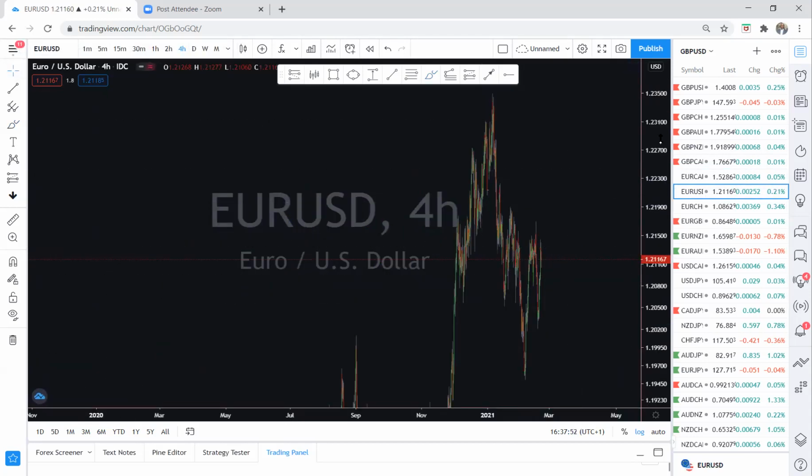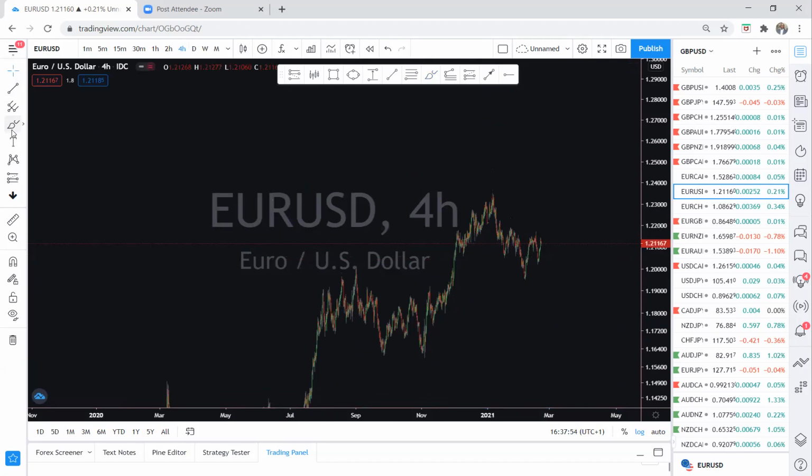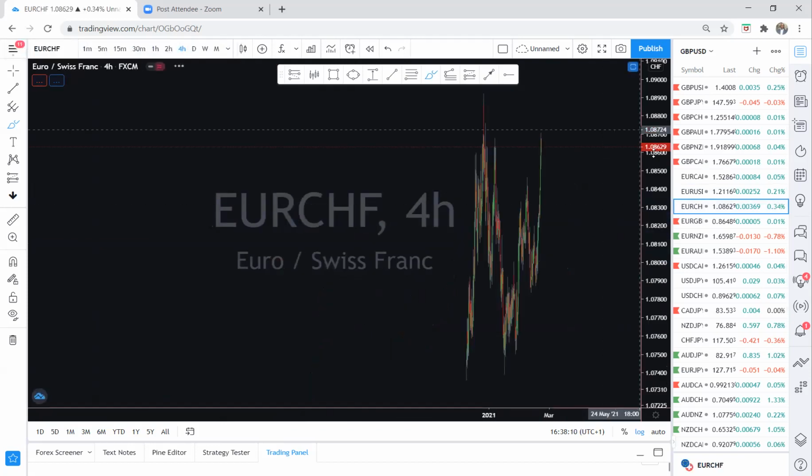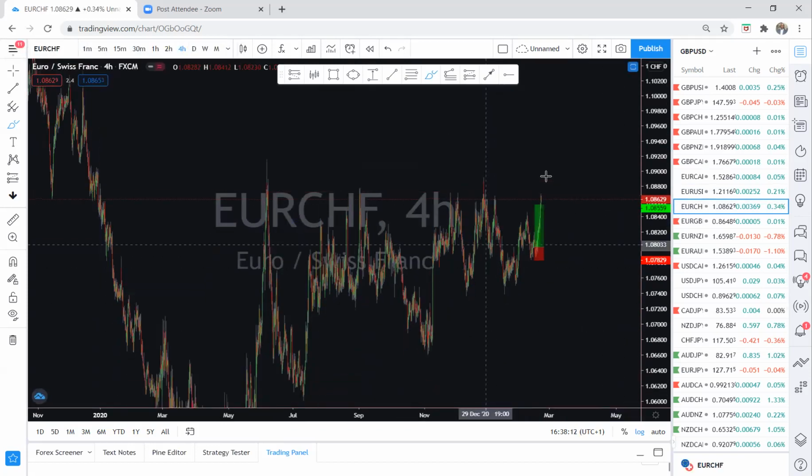Euro USD. Now Euro USD, we have this three-wave pullback. You have this originating impulse. Now, let's see a decent correction here. You can see a decent correction here. We have more upside to go in Euro USD. Euro CHF, okay?